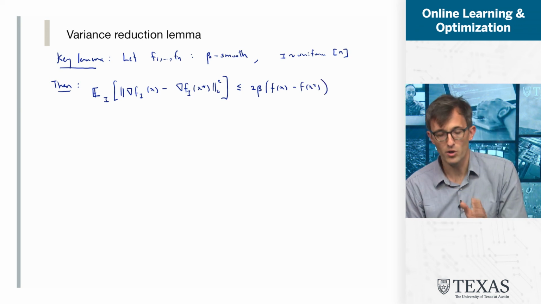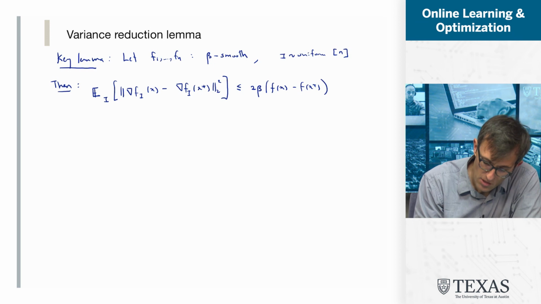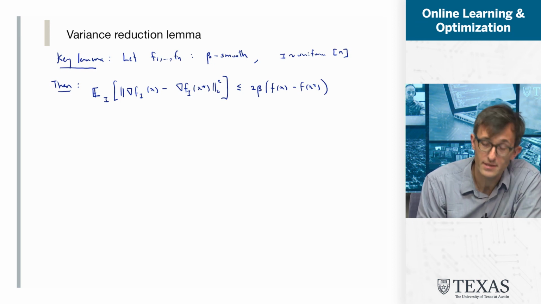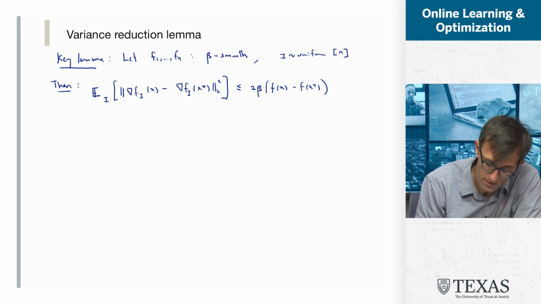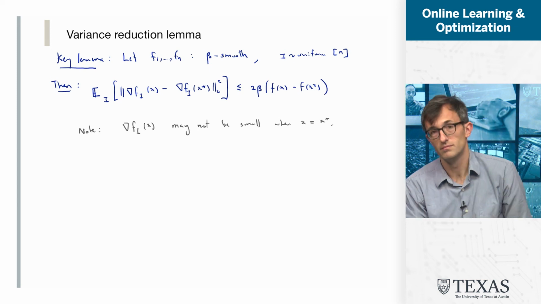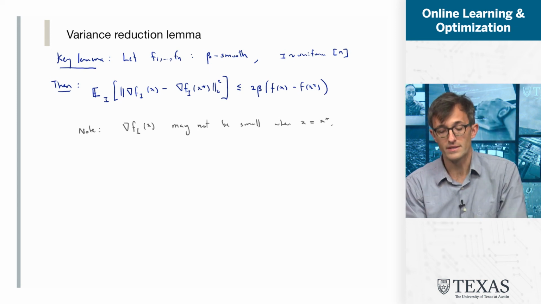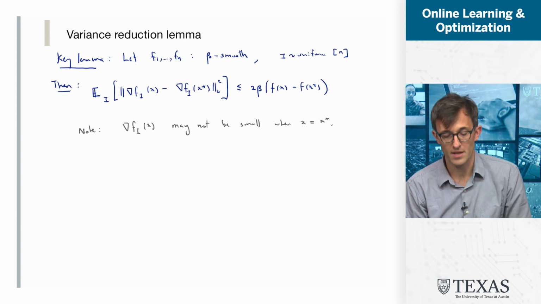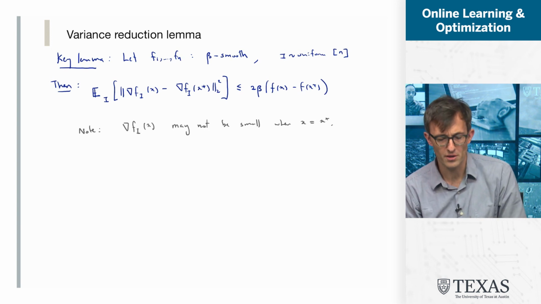So note the key point here is that this is not a statement about the gradient of fi. In particular, the gradient of fi at x may not be small when x equals x star. This is just saying that this difference goes to 0 as x goes to x star. And by itself, it's actually pretty intuitive.